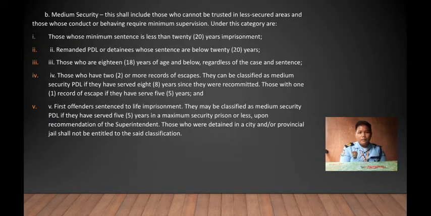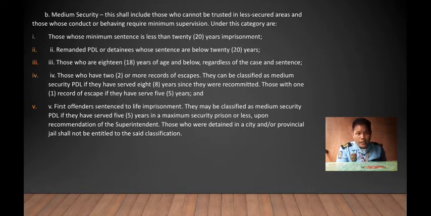Next, we have B. Medium security. This shall include those who cannot be trusted in less secured areas and those whose conduct requires minimum supervision. Under this category are those whose minimum sentence is less than 20 years imprisonment. Remanded PDL or detainees whose sentence is below 20 years.